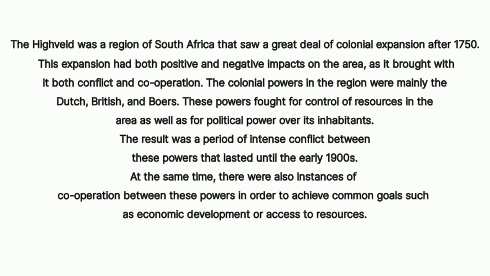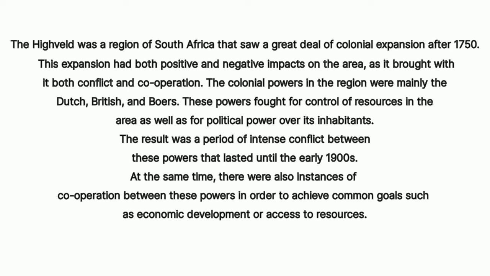The Highveld was a region of South Africa that saw a great deal of colonial expansion after 1750. This expansion had both positive and negative impacts on the area, as it brought with it both conflict and cooperation. The colonial powers in the region were mainly the Dutch, the British, and the Boers. So guys, it's very important that you know this. I'm going to repeat it again: the colonial powers in the region were mainly the Dutch, the British, and the Boers.